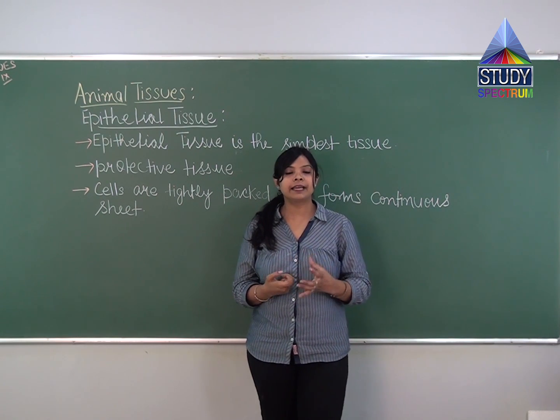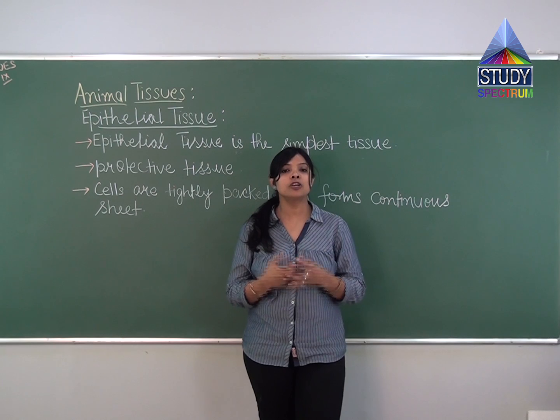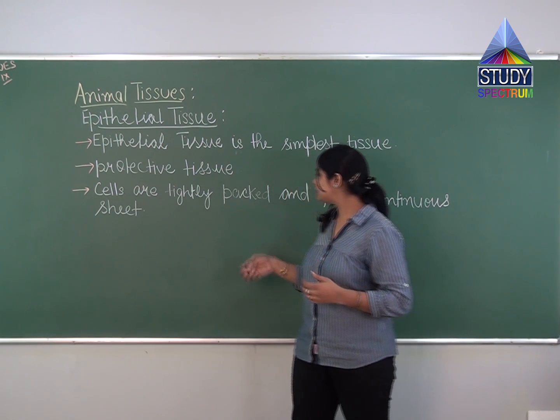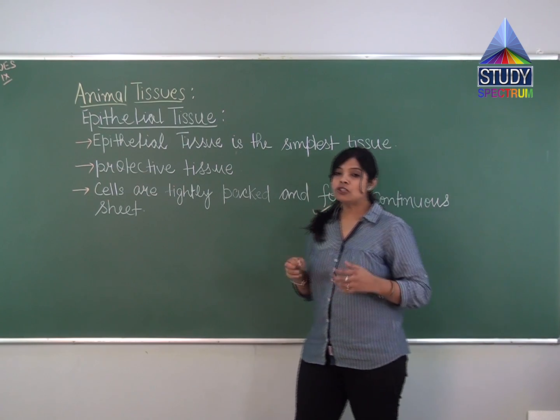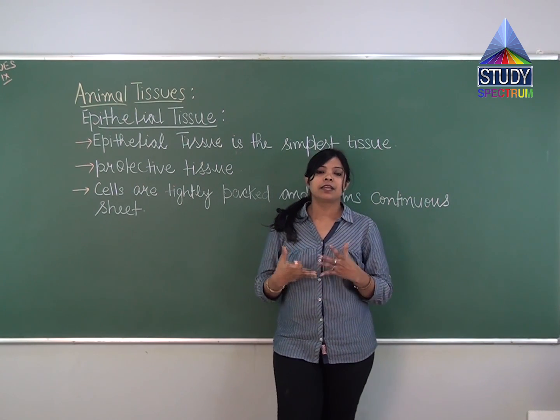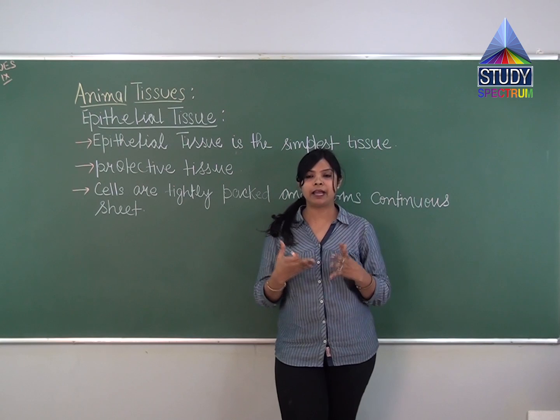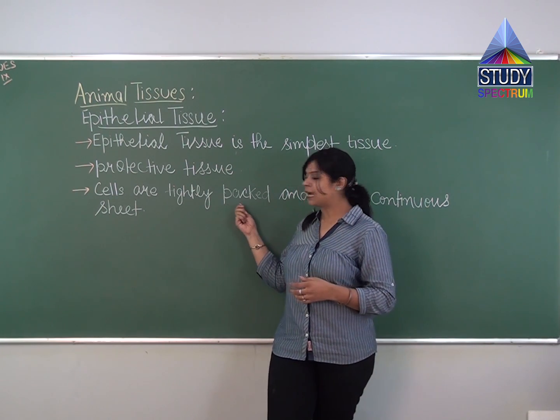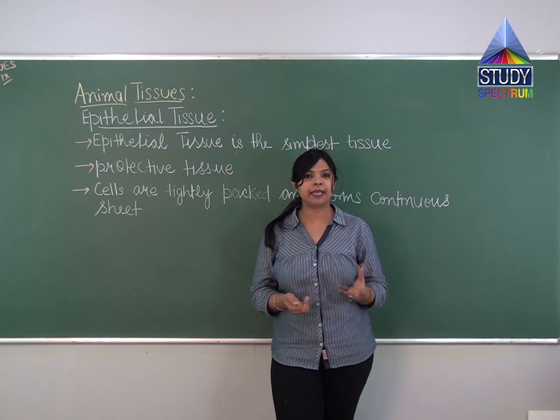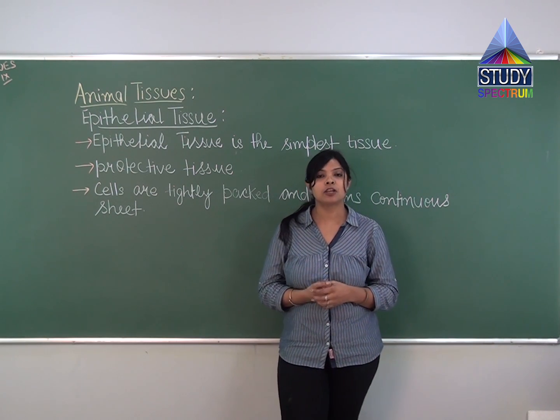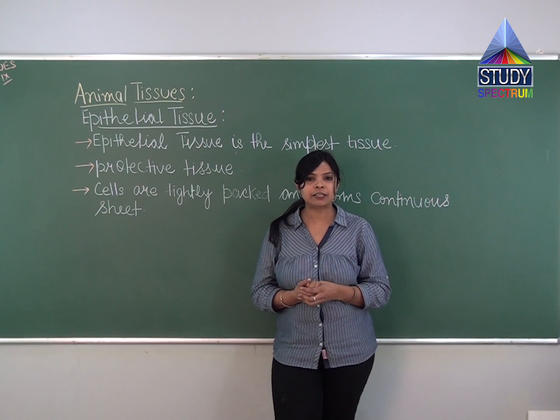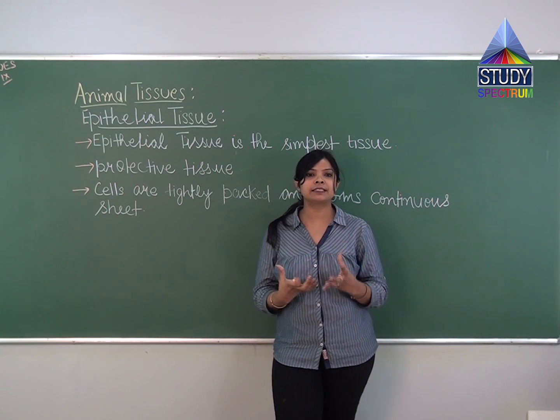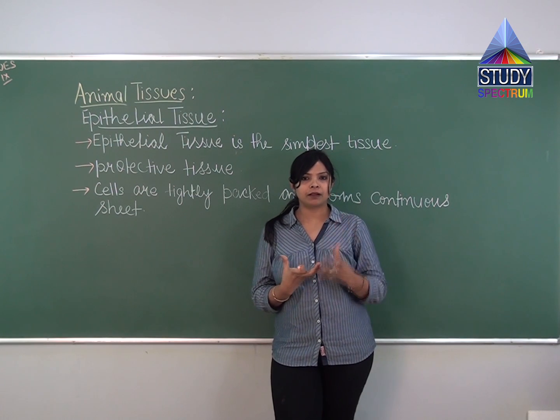Other than this, in epithelial tissues the cells are tightly packed and form a continuous sheet. What happens? If they are tightly packed, it means there will not be any intercellular space. So think, if there were intercellular space, what would happen? If there were any space, the boundary would be leaking.